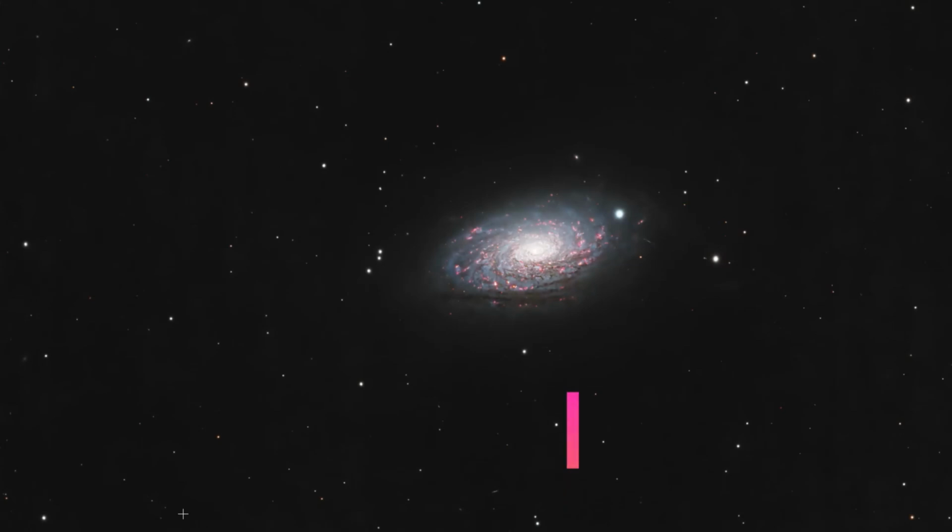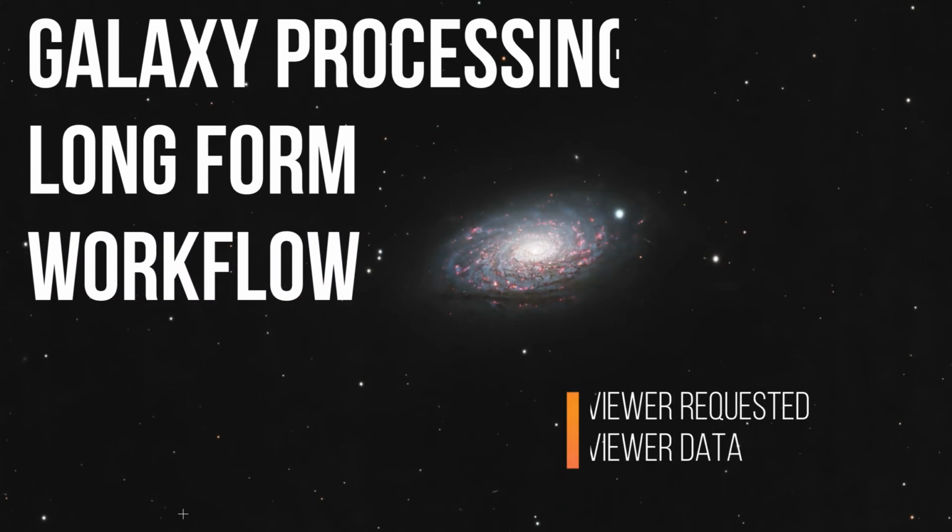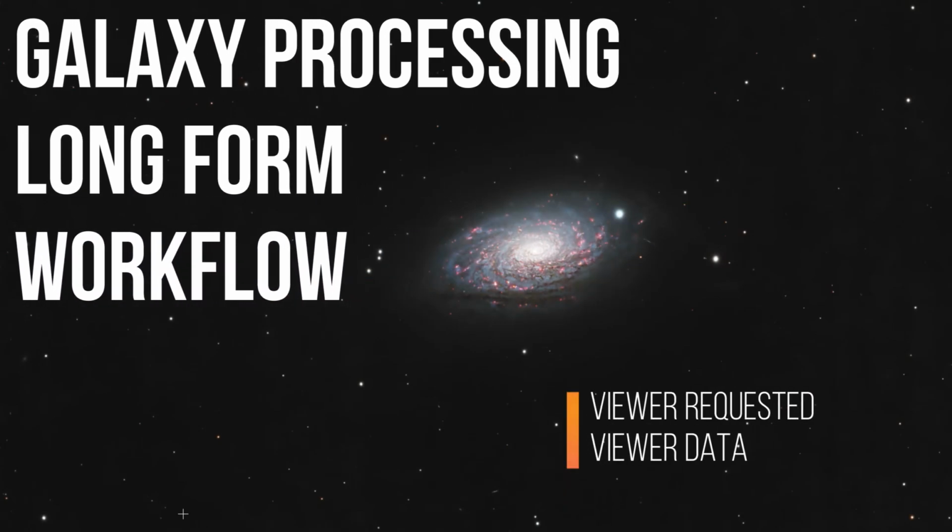Hi everyone. I had a viewer request to do a long form workflow for Galaxy processing with narrowband data. They were kind enough to send me their M63 data, including their narrowband. This will be a longer video, so you may want to get a drink and a snack. I hope you pick up some good tips and tricks.